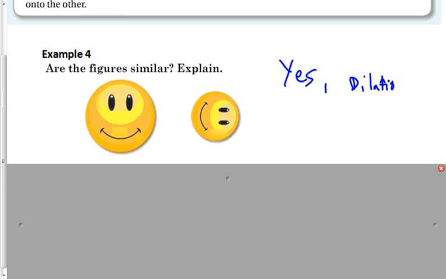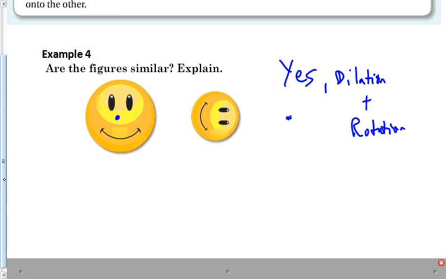It does not necessarily matter which would come first. Either one could come first. We could rotate first and then dilate, or we could dilate and then rotate. Now, if we rotated first, this could be our center of rotation. Just rotate it that way. And then our dilation would be probably somewhere around here.